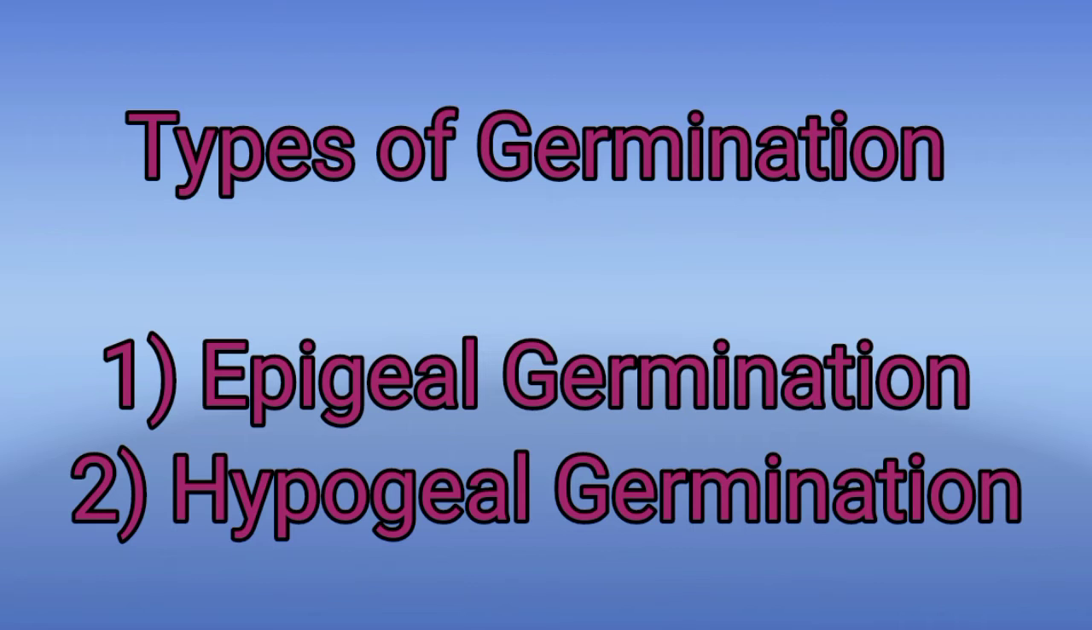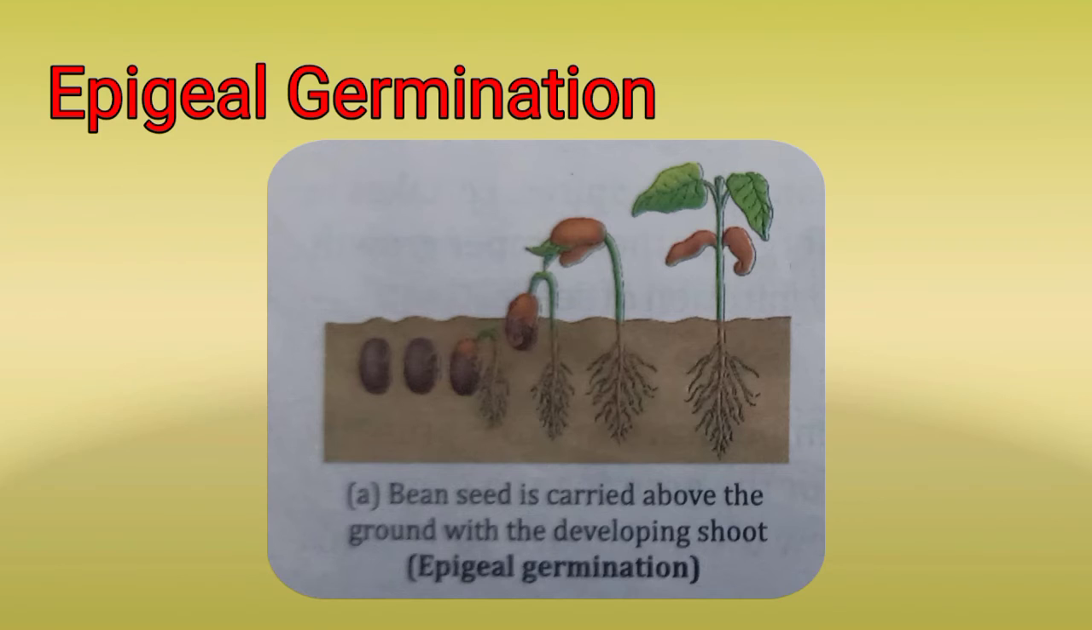Now we discuss types of germination. How many types of germination? There are two types of germination, epigeal germination and hypogeal germination. Now we first discuss epigeal germination. What do you understand by epigeal germination?